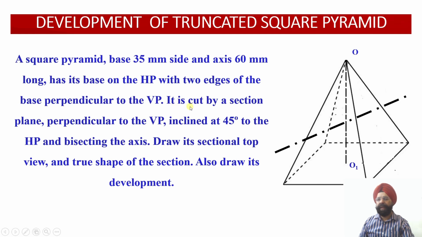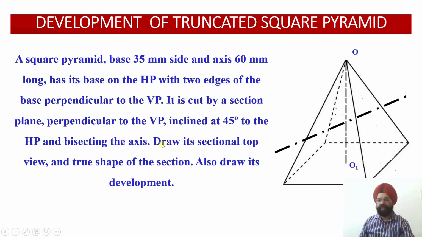Now this square pyramid has been cut by a section plane which is perpendicular to the vertical plane and inclined at an angle of 45 degree to the horizontal plane, and it will be bisecting the axis of the square pyramid. So here you see this is an auxiliary inclined cutting plane. The AIP cutting plane is inclined at an angle of 45 degree with respect to the horizontal plane, and this cutting plane is perpendicular to the vertical plane, and it passes through the axis in such a way that it bisects the axis of the pyramid over there.